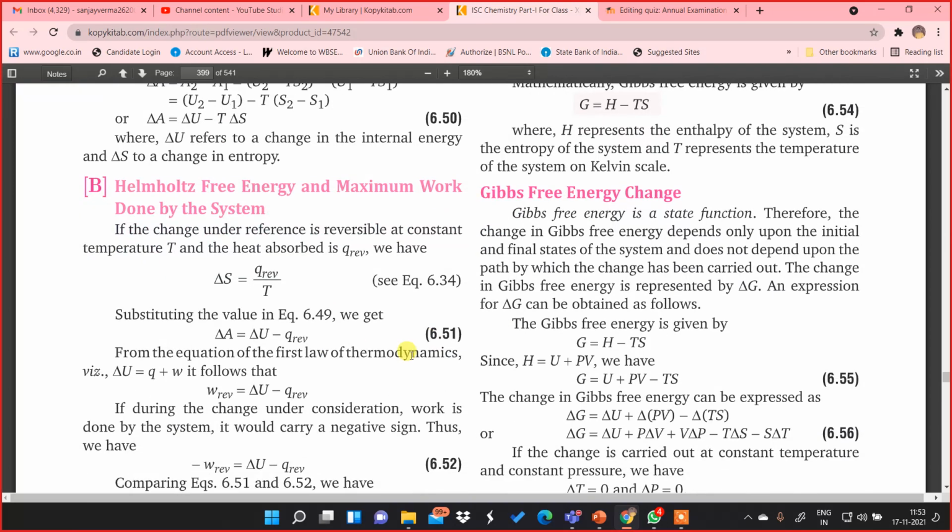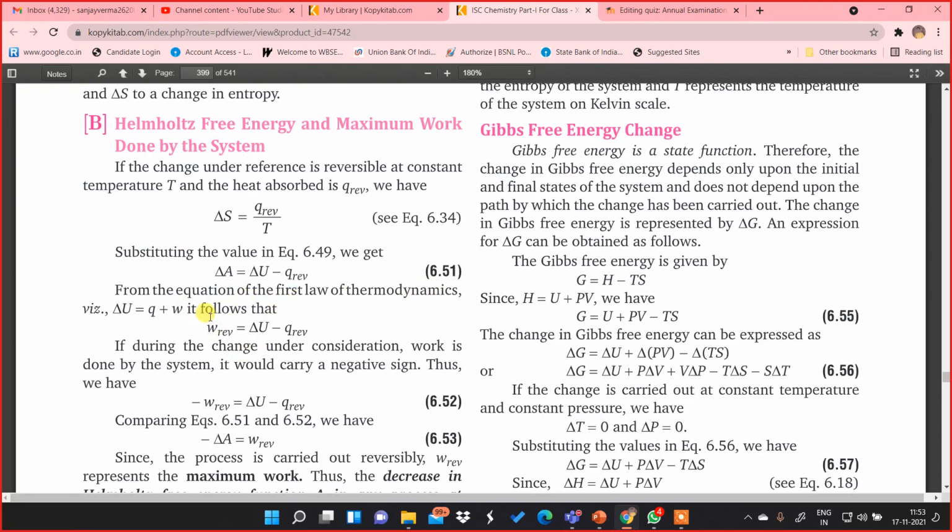Now, from the first law of thermodynamics, we know delta U is equal to Q plus W. So for a reversible process, W reversible is equal to delta U minus Q reversible. Now, if during the change under consideration work is done by the system, then minus W reversible is delta U minus Q reversible. Now, comparing equation 6.51 with this equation, if you compare, this is the same.